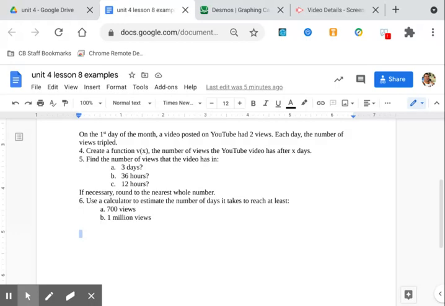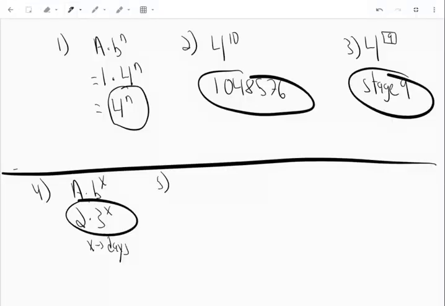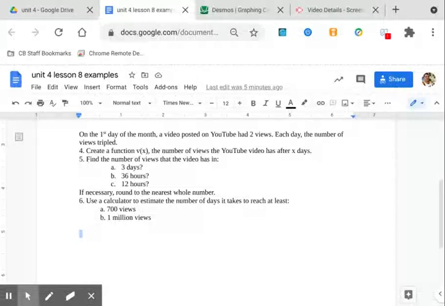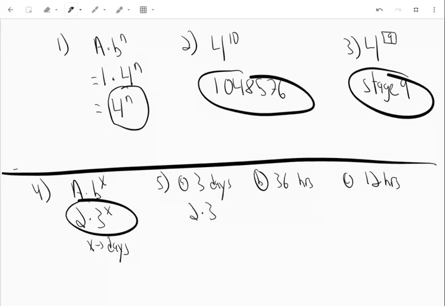Find the number of views that the video has in 3 days, 36 hours, and 12 hours. Part A was 3 days, Part B was 36 hours, and Part C was 12 hours. Okay. So for 3 days, we're going to plug in x equals 3. So 2 times 3 cubed. And we'll find the answer in a moment.